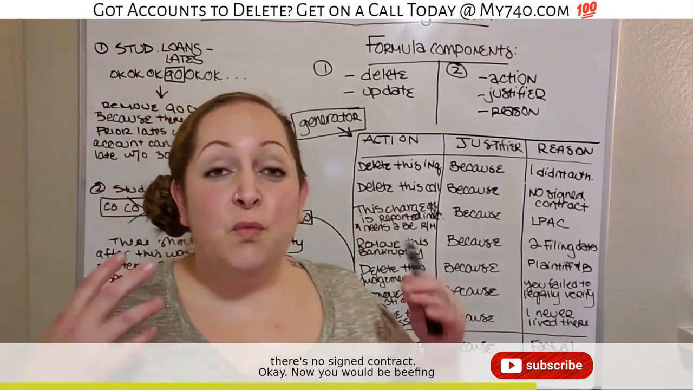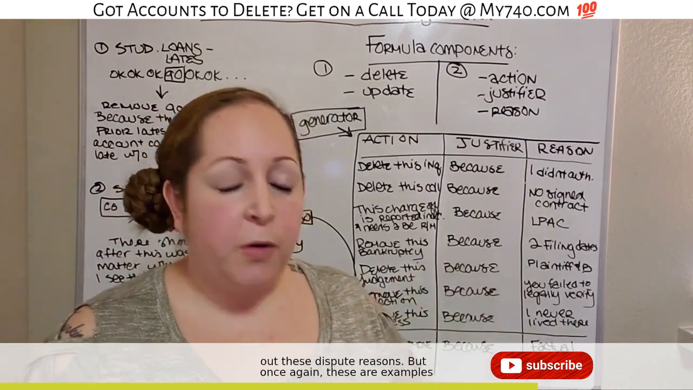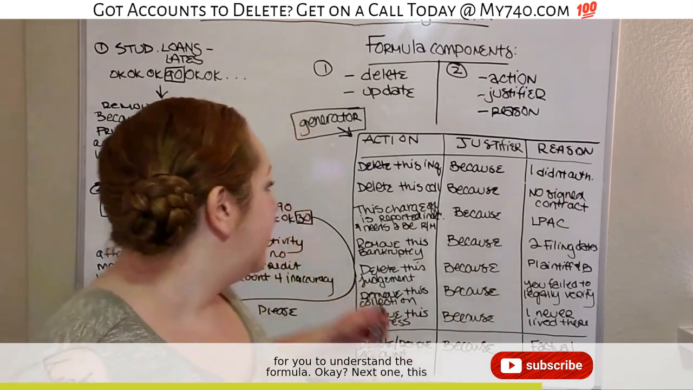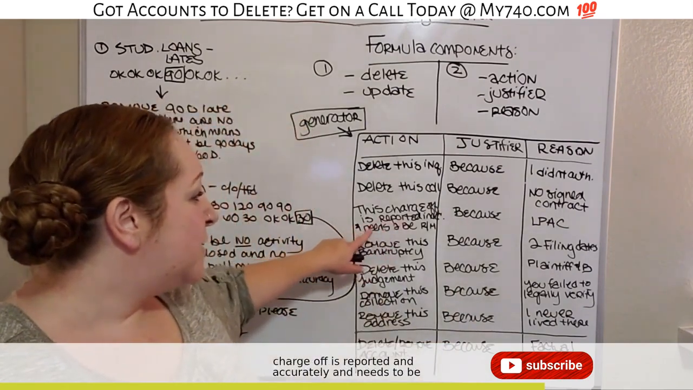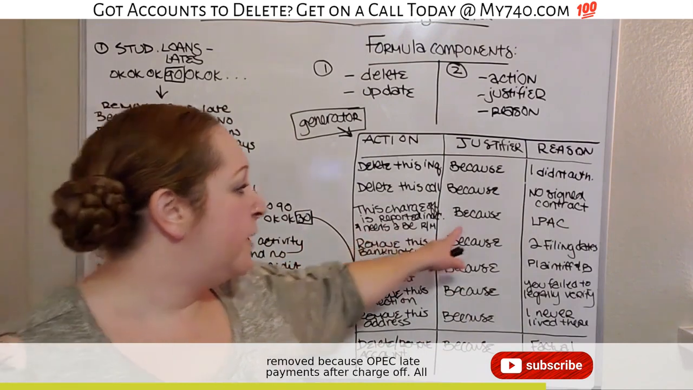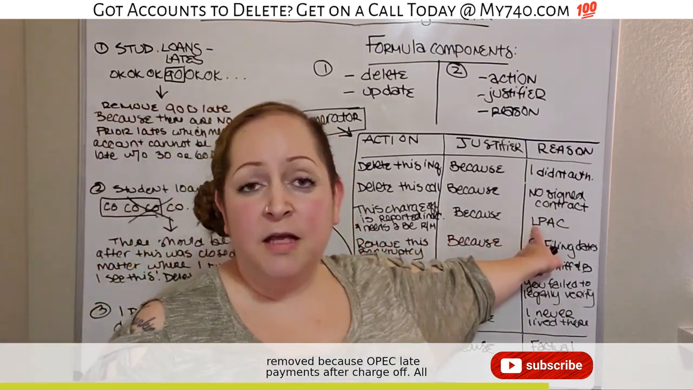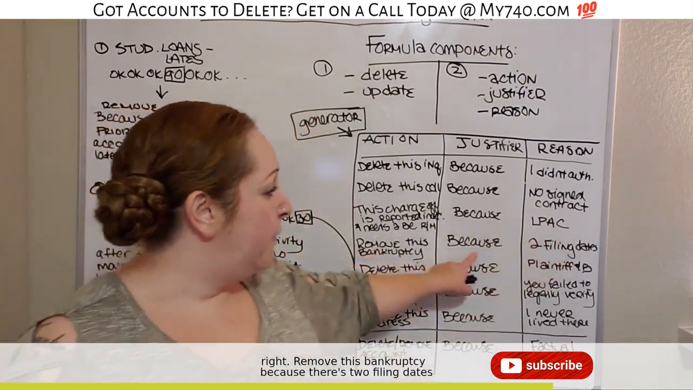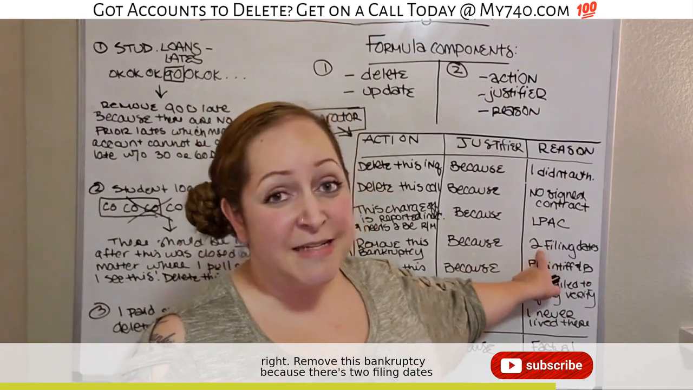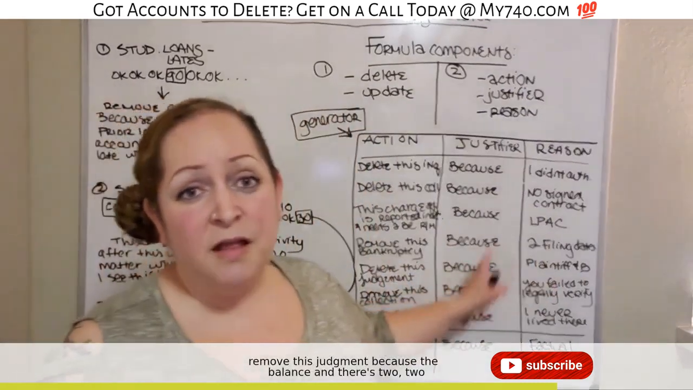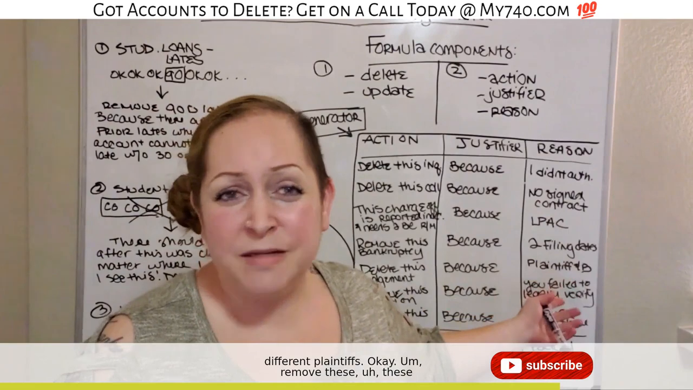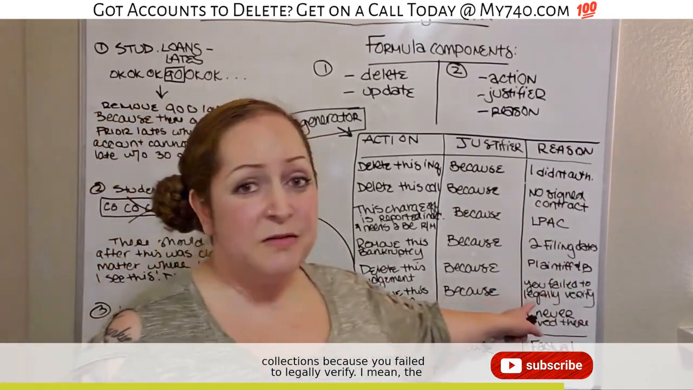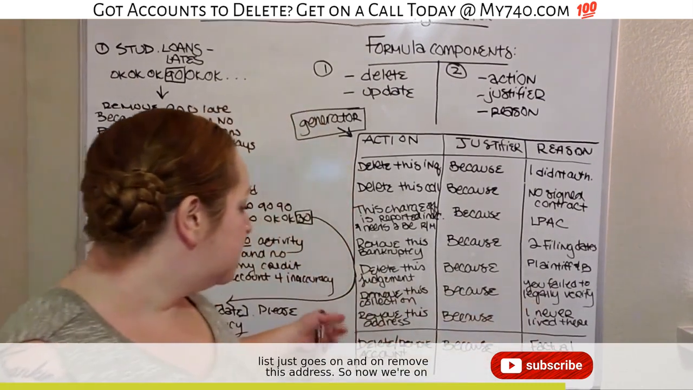Now, you would be beefing up these dispute reasons, but once again, these are examples for you to understand the formula. Next one, this charge off is reported inaccurately and needs to be removed because LPAC, late payments after charge off. All right, remove this bankruptcy because there's 2 filing dates. Remove this judgment because the balance and there's two different plaintiffs. Remove these collections because you failed to legally verify. I mean, the list just goes on and on.